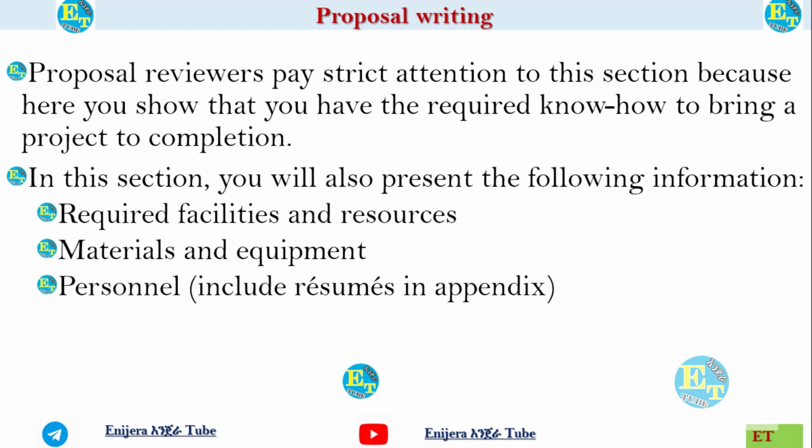The information required: facilities and resources. Which type of facility and which type of resources are used to do this project. Material and equipment. Which material and which equipment are used, and personnel, including resumes and appendixes.